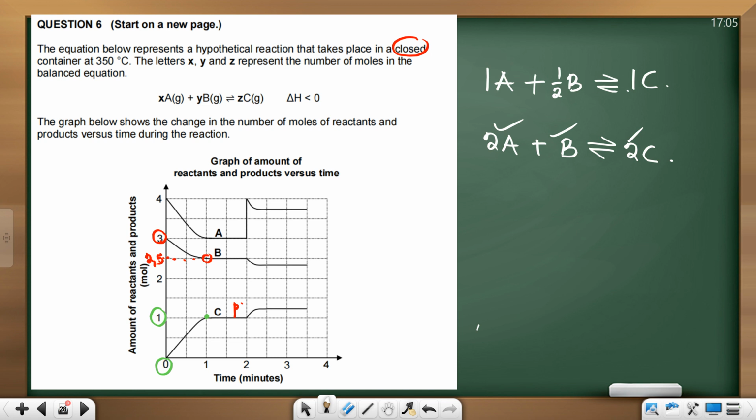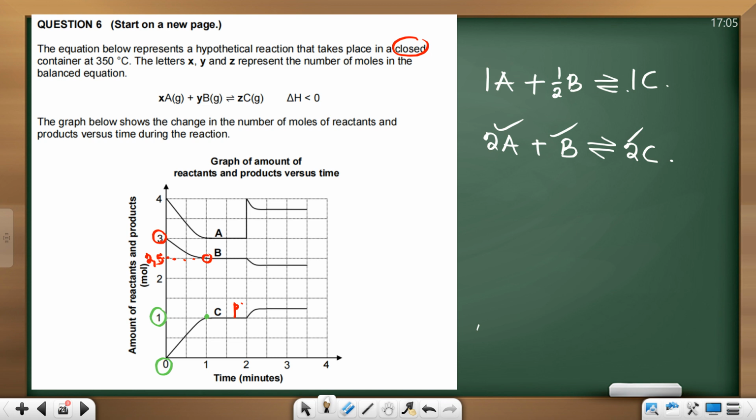Okay, it's a different question, I think. It's a different question, but it's the same principle. Okay. All right, guys, let's answer this one.